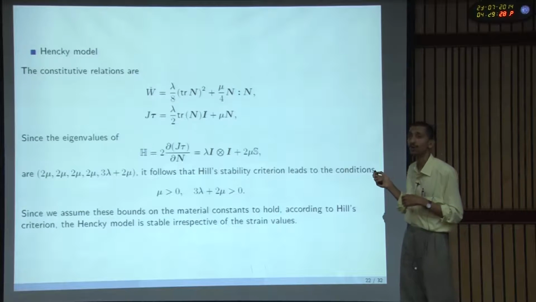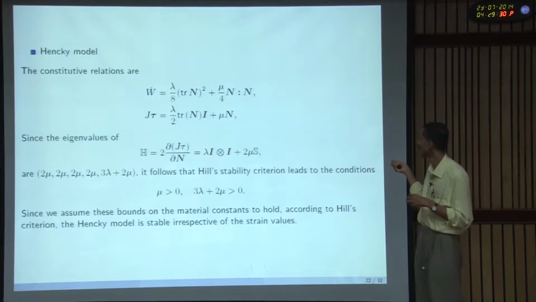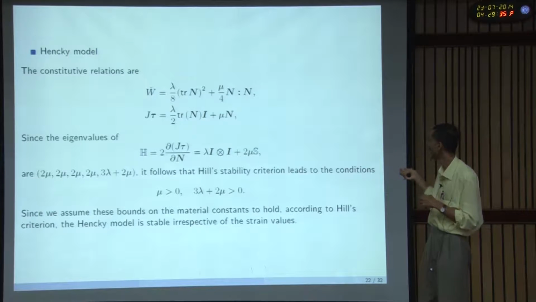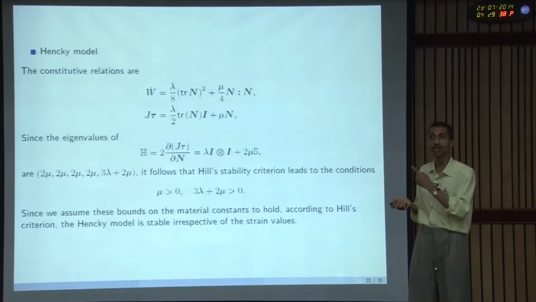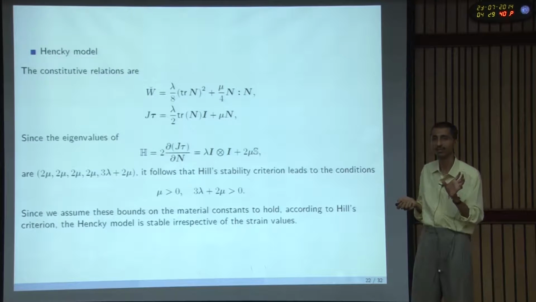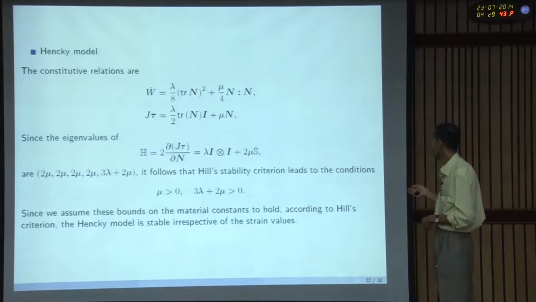Then there is the Hencky model, which is a very famous model. Actually, this was proposed by Anand, and this gives, for rubber type materials, very good predictions for reasonably large strains. Okay, and so let's see what Hill's criterion says.